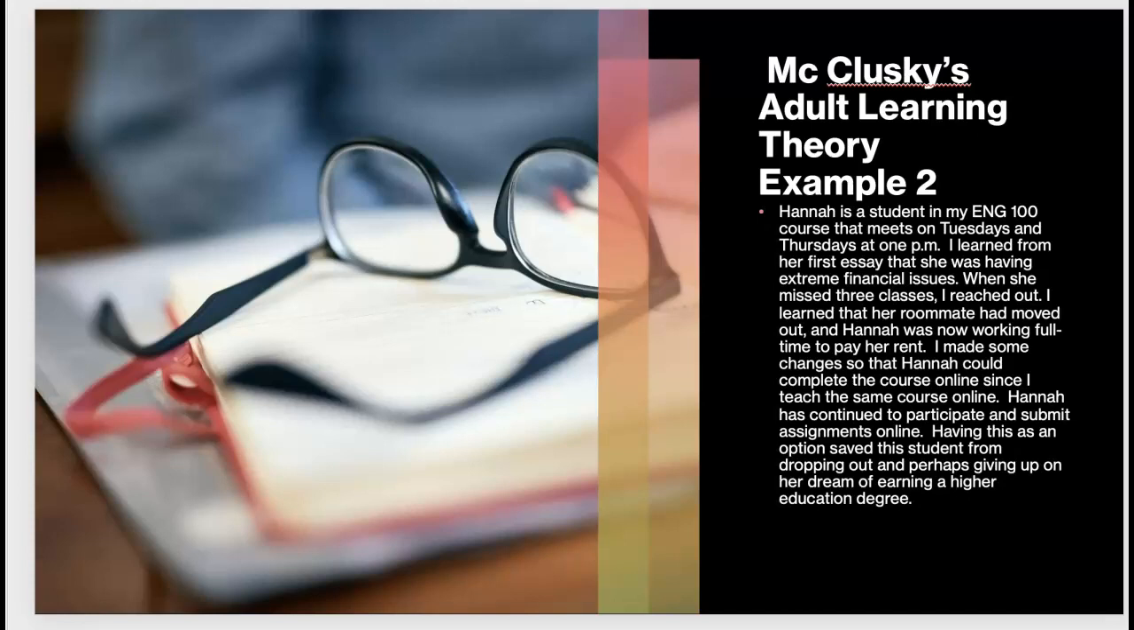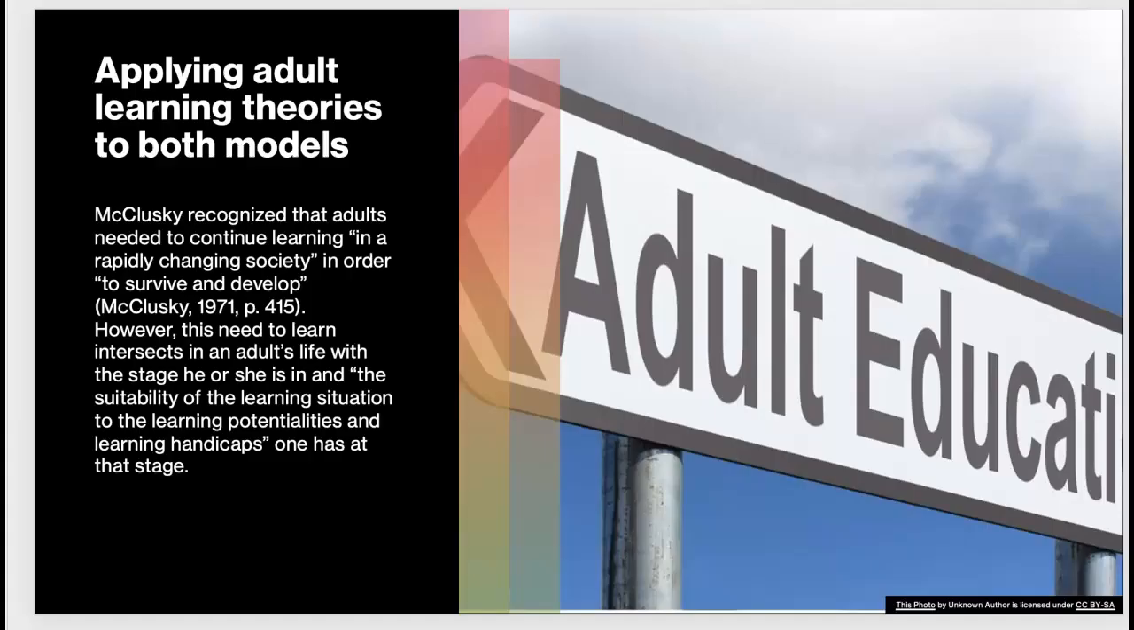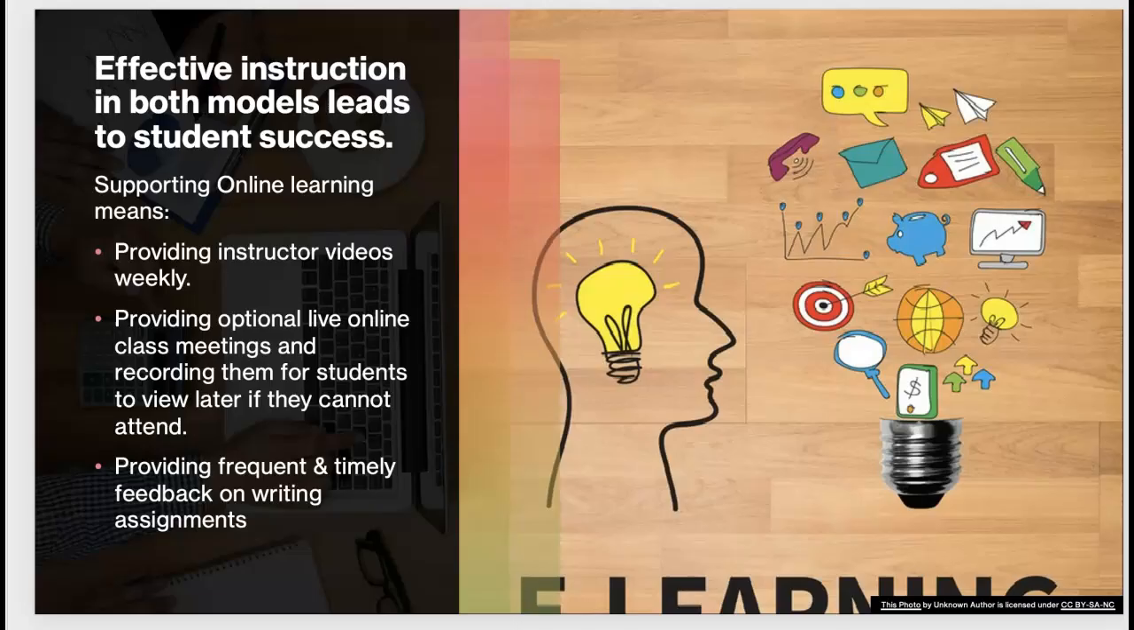So this is one of those issues where Mikulski talks about back in the learning theory, where it says, however, the need to learn intersects in an adult's life at the stage that he or she is in, and the suitability of the learning situation. In other words, things happen, real life happens, and so adults have to navigate life and studies, and I think this model really adapts and describes these types of situations.